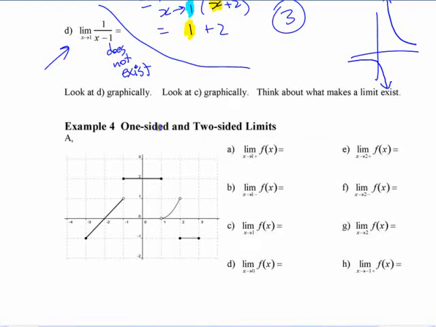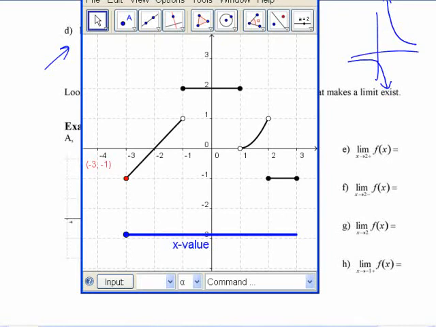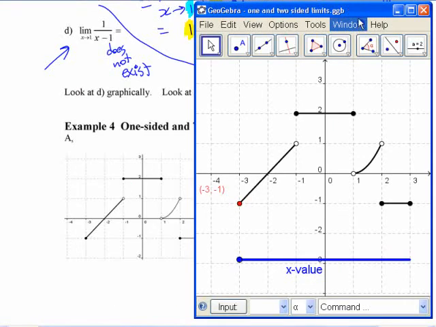Now, that leads us into talking about one and two-sided limits here. The limit is how a function behaves as you get close to a value. That graph is actually on my website if you want to play around with it. One and two-sided limits, so it looks like that.